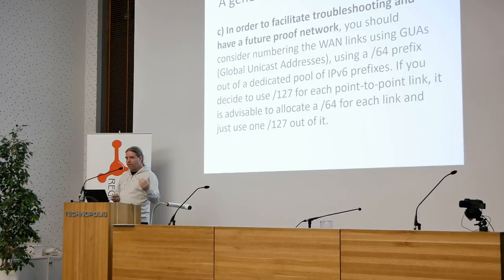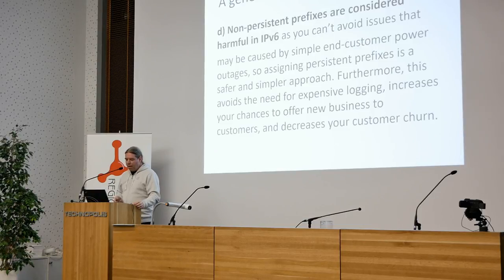If you use just link locals, or some other crazy ideas for numbering your WAN link, you create a hell for your technical department when things go wrong and they need to troubleshoot, and the interface does not know how to respond back to you when you're doing traceroutes and things like this. You have no idea over which interfaces things are going. So please consider using a /64 prefix for the one link. Non-persistent prefixes are considered harmful in IPv6.